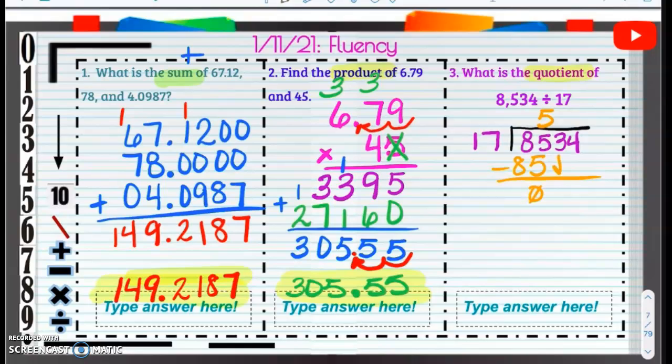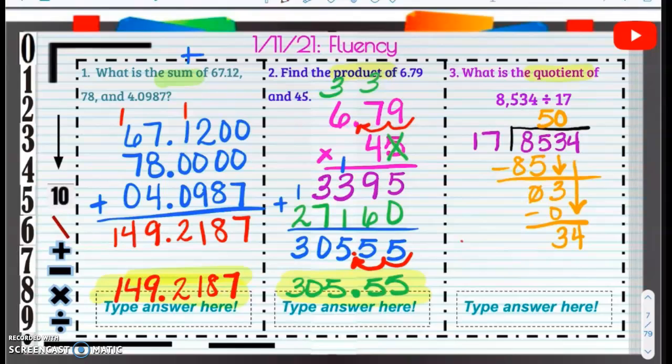We need to bring down that 3. And then we have 17. Can 17 go into 3? No. So we have to put a 0 here. Now we can say, okay, 17 times 0 is 0. We subtract. We get 3. Bring down that 4. Now, how many times can 17 go into 34?